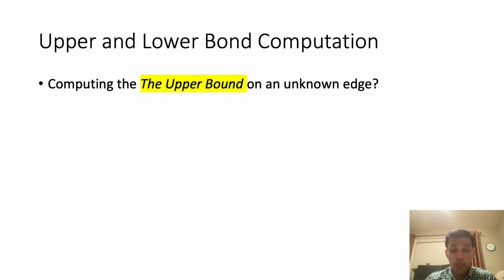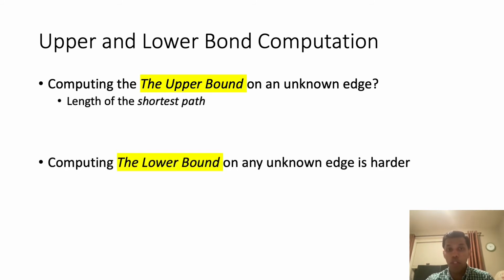Thus we have transformed the problem of reducing the number of distance calls in proximity problems into finding exact upper and lower bounds for unknown edges. Computing the upper bound for the unknown edges is rather straightforward. It's the length of the shortest path. However, the lower bound is far trickier and harder.